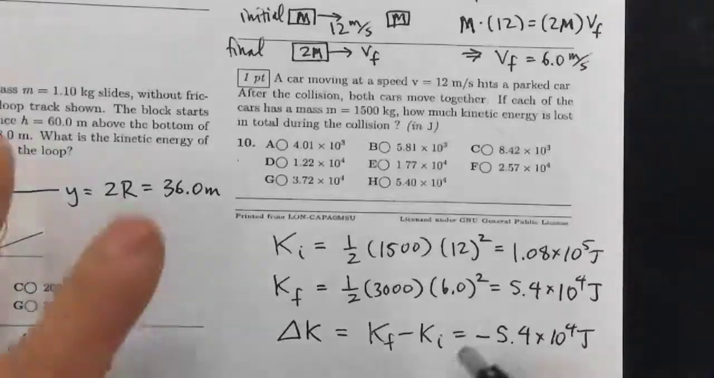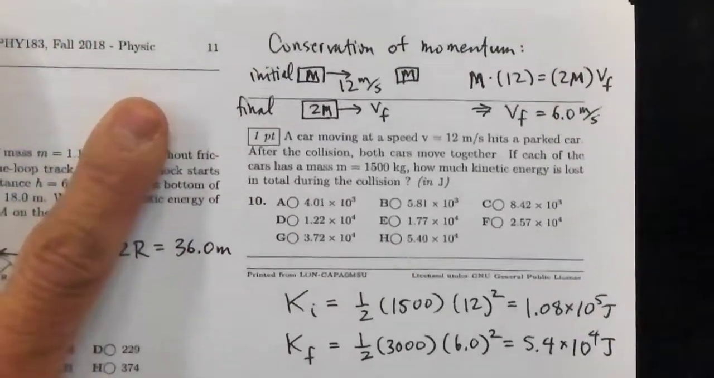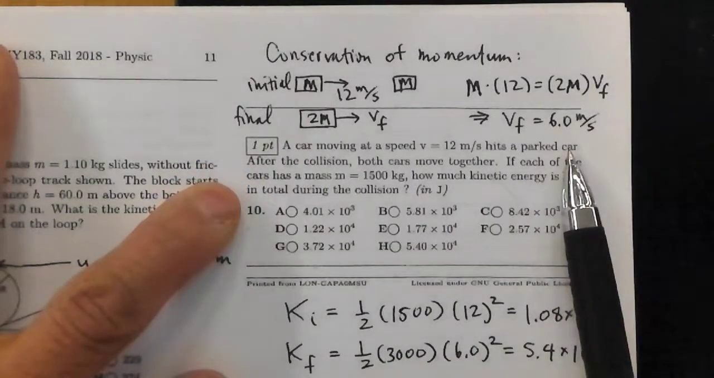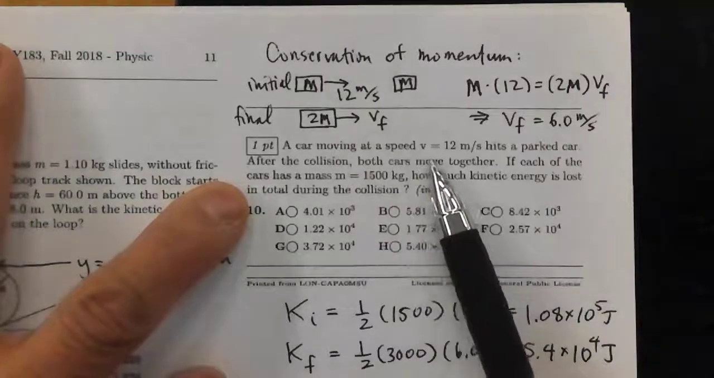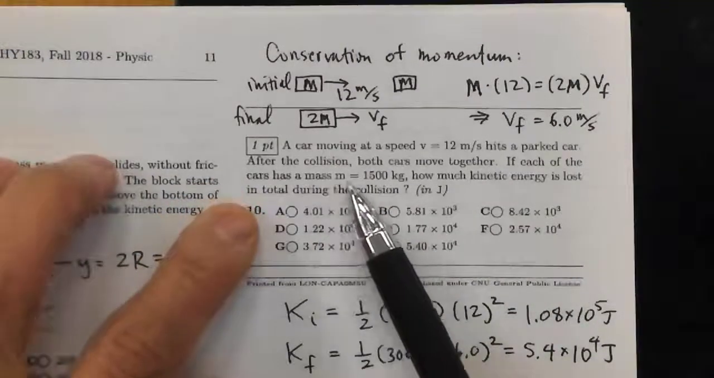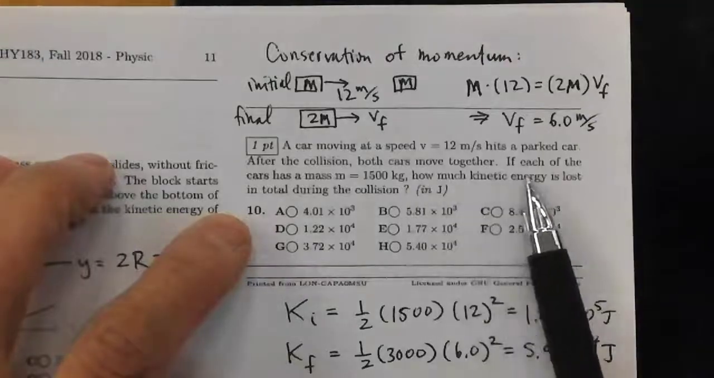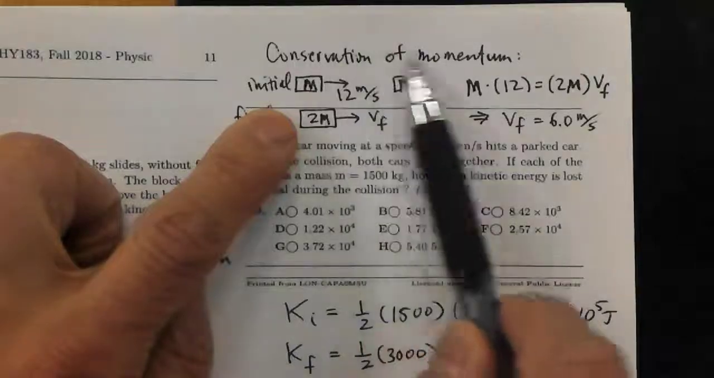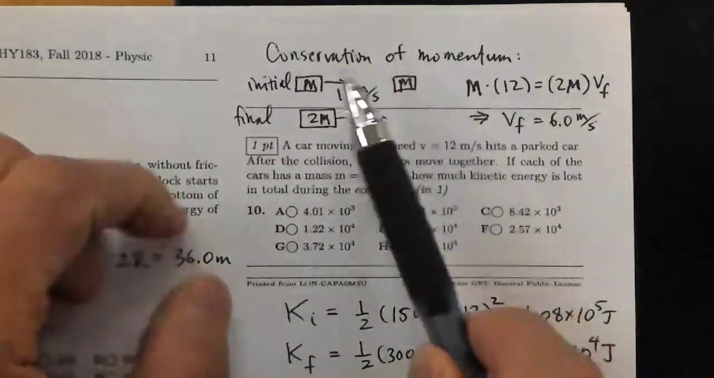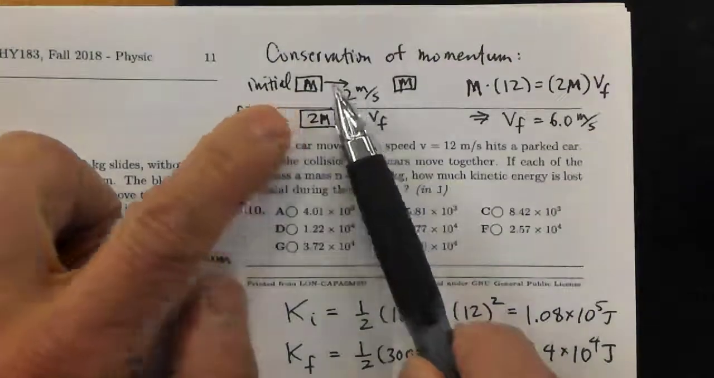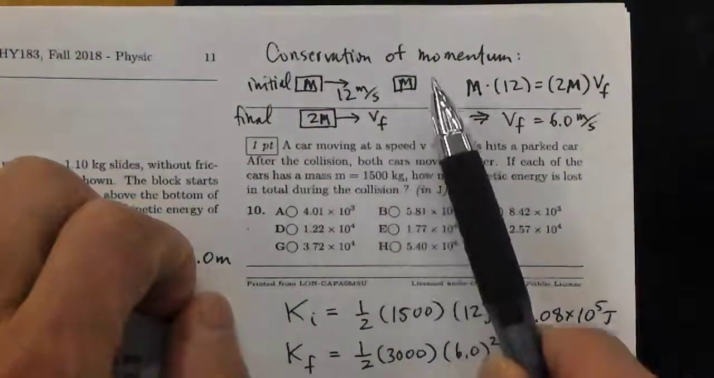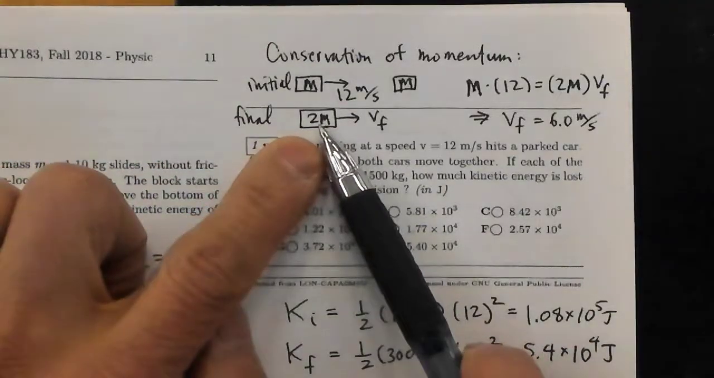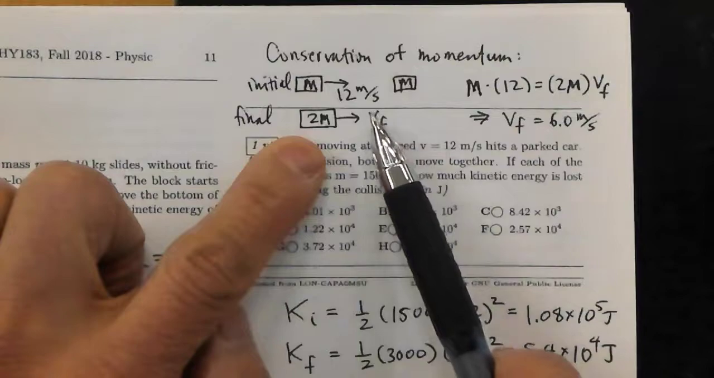10? Okay. Let's do conservation of momentum. A car moving at a speed of v equals 12 meters per second hits a parked car. After the collision, both cars move together. If each of the cars has mass 1,500 kilograms, how much kinetic energy is lost during the collision? Okay, initially, so we're doing conservation of momentum first. So initially we have just one of the cars moving with 12 meters per second, and the other one's stationary. And then afterwards we have both cars moving together with a velocity v final.